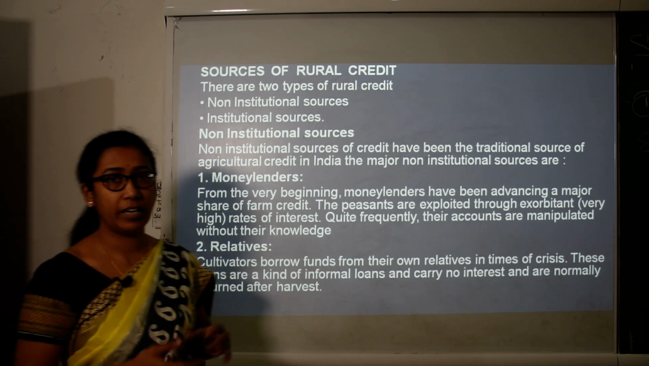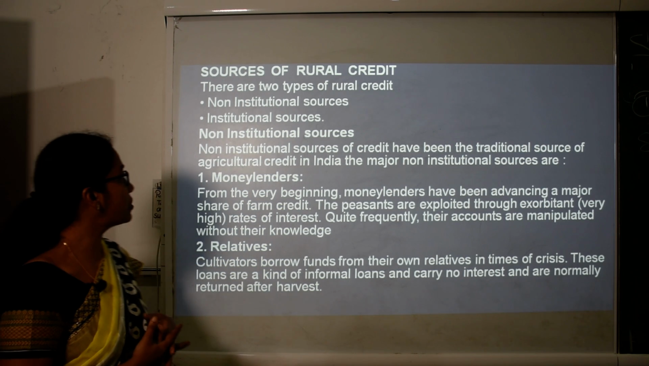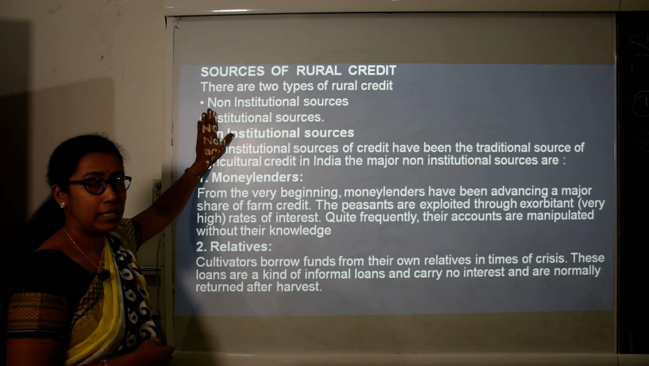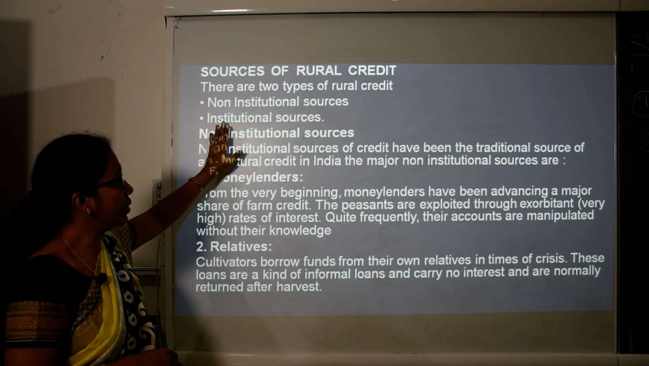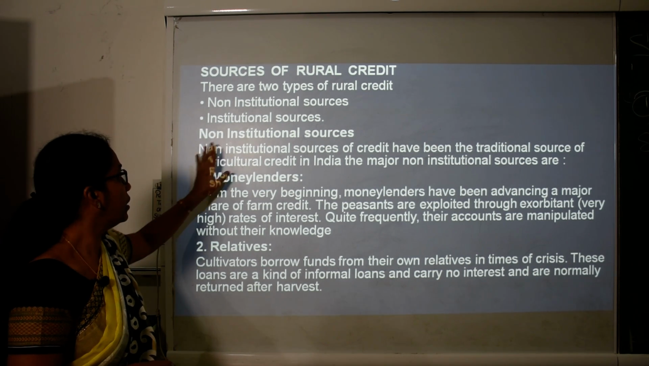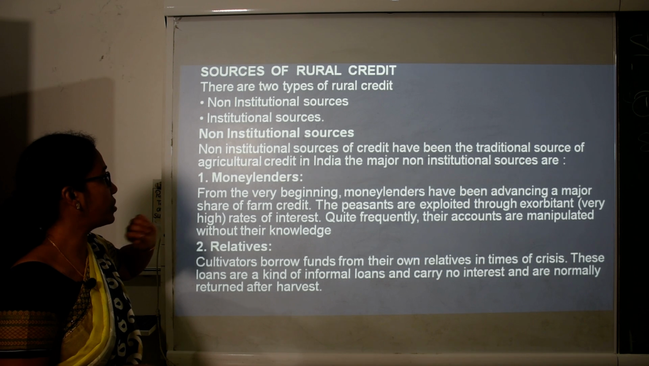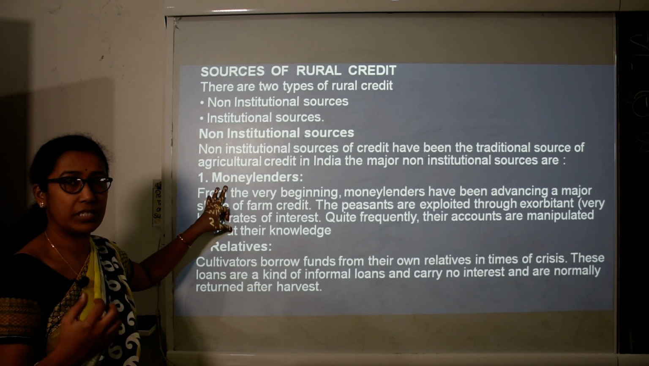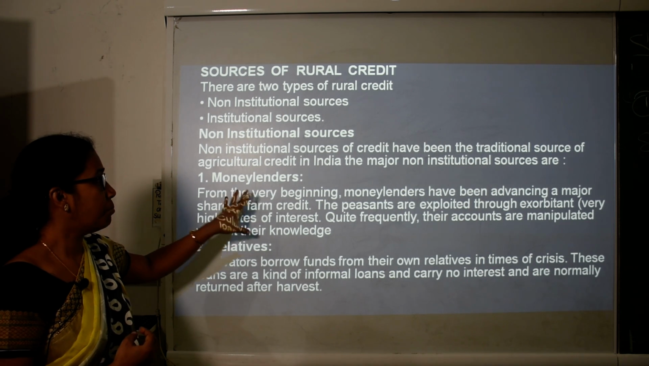Sources of rural credit, that means what are the sources of this rural credit? It can be done through non-institutional sources, that is informally, or through institutional sources, that is formally. So, first we will go with non-institutional sources. It can be through money lenders, that means they can avail the facility of credit through money lenders.